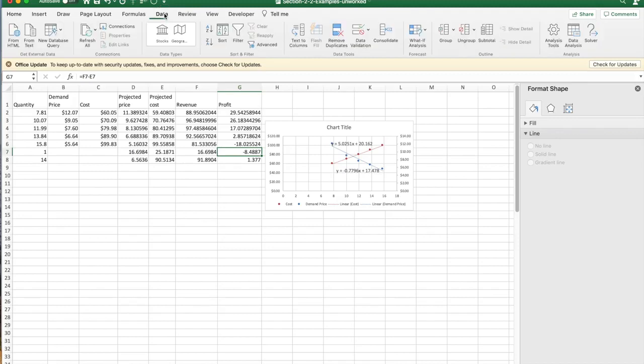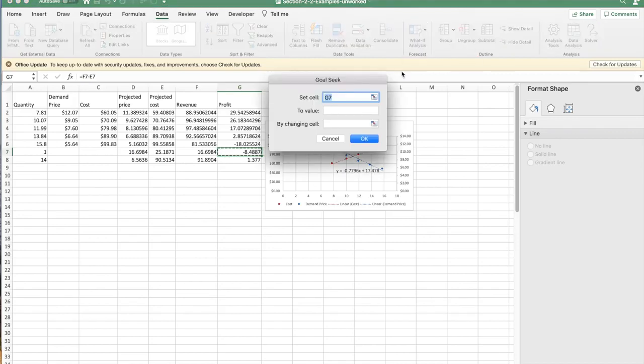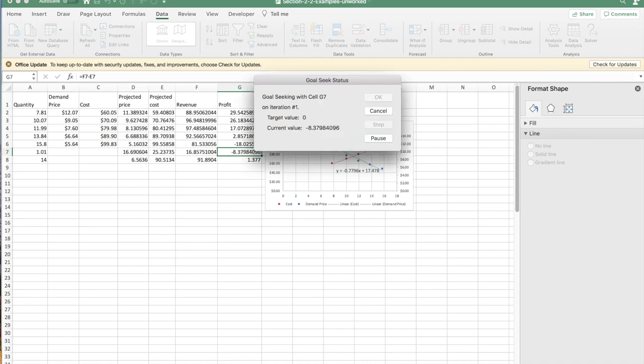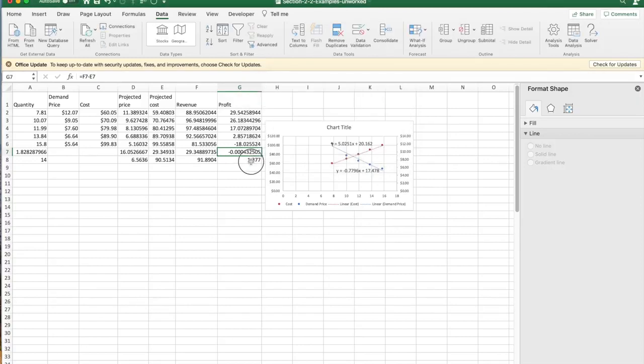I go to my Data tab, look at What-If Analysis, Goal Seek. I'm going to try and make G7 0 by changing A7. And we find 1.82828 is my break-even point there.